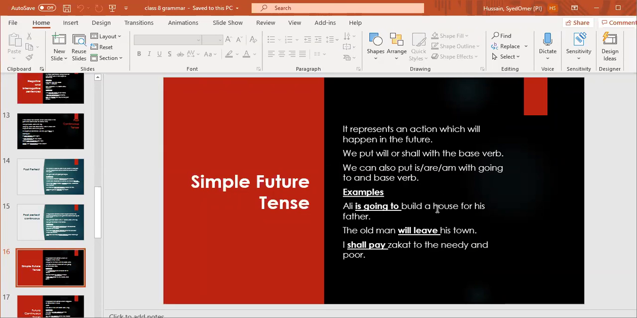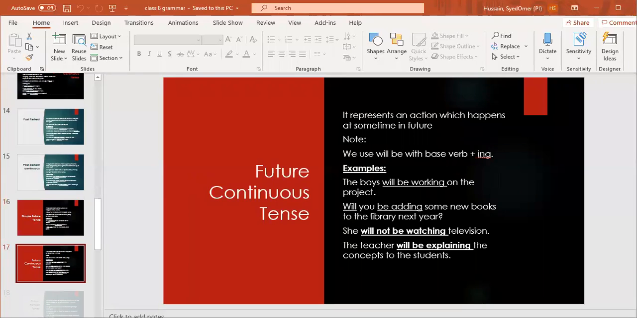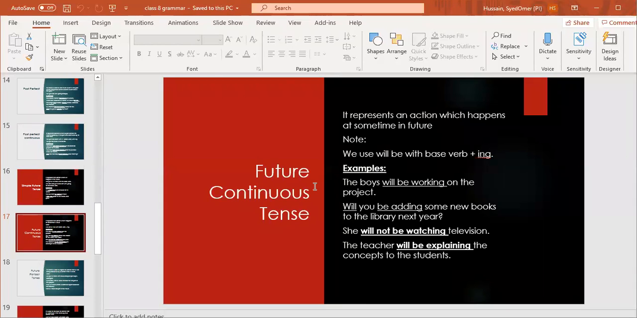Ali is going to build a house for his father. The old man will leave his town. I shall pay zakat to the needy and the poor. Now, future continuous tense, everything remains the same, base verb with ing. Only the helping verb, it will be, or shall be with the base verb with ing.